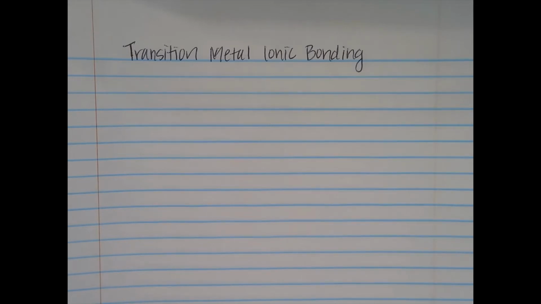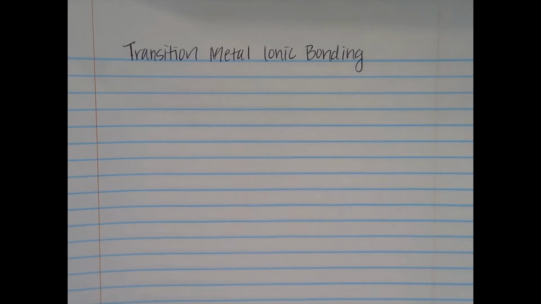Some metals that are really big and not necessarily transition metals, like tin, antimony, and lead, over in groups 4A and 5A, act like transition metals because they also have d orbitals. So they can also lose electrons in more than one place.